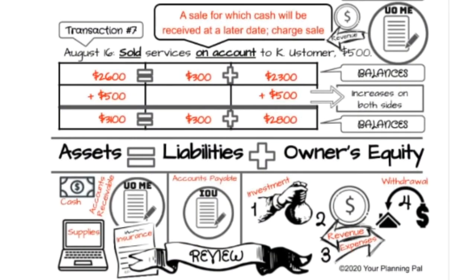Alrighty, did you get them? Under assets, we have cash, accounts receivable, supplies, and insurance. Under liabilities, we have accounts payable. And then under owner's equity, we have investment, revenue, which represents money coming in, expenses, which represents money going out, and withdraw, that's when the owner takes money out for personal use. Did you get them all?